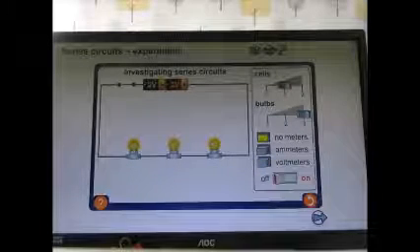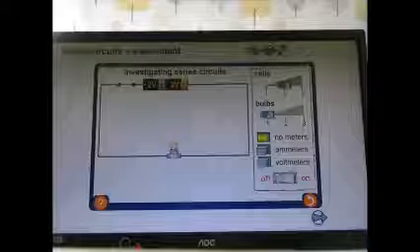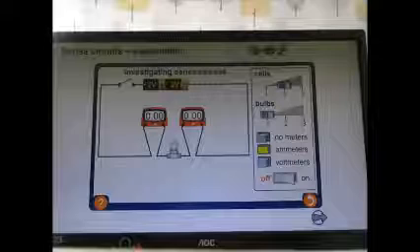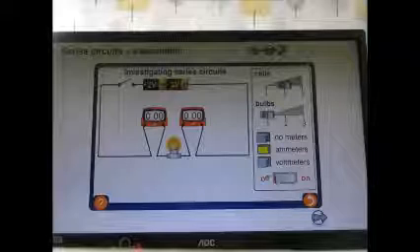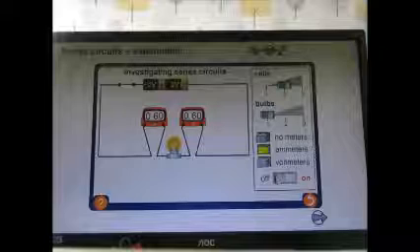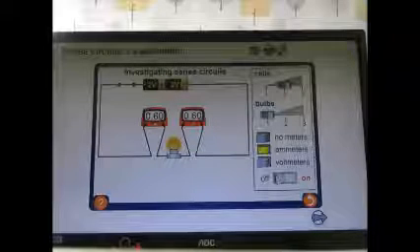I'm going to go back to one bulb, and I'm going to try it with the current. In this case, if I measure it on either side of the bulb, it's 0.6. So the current is the same on both sides of the bulb.